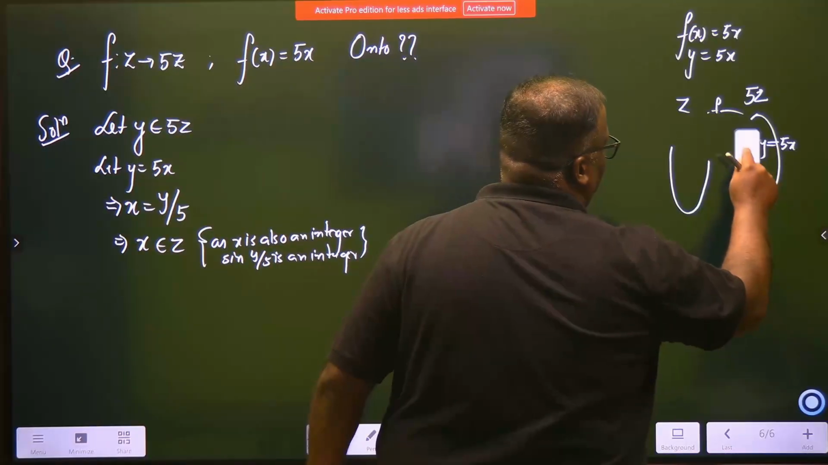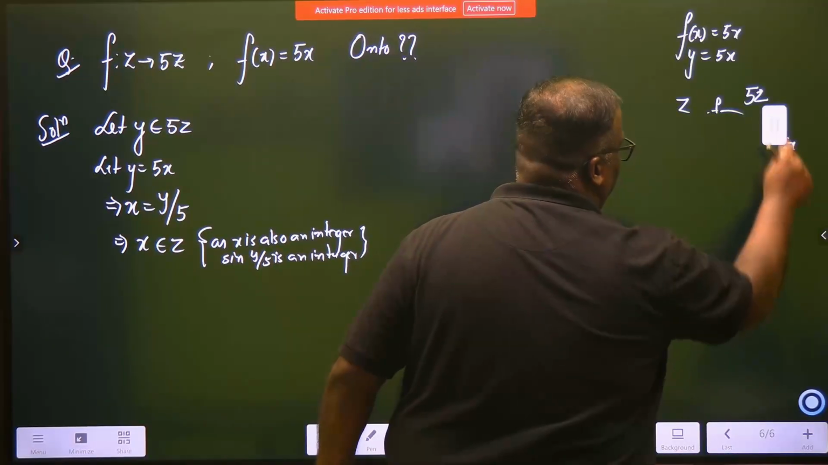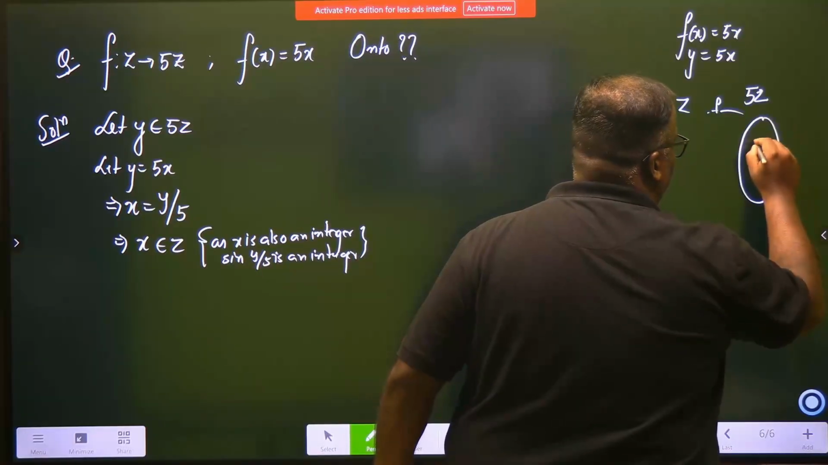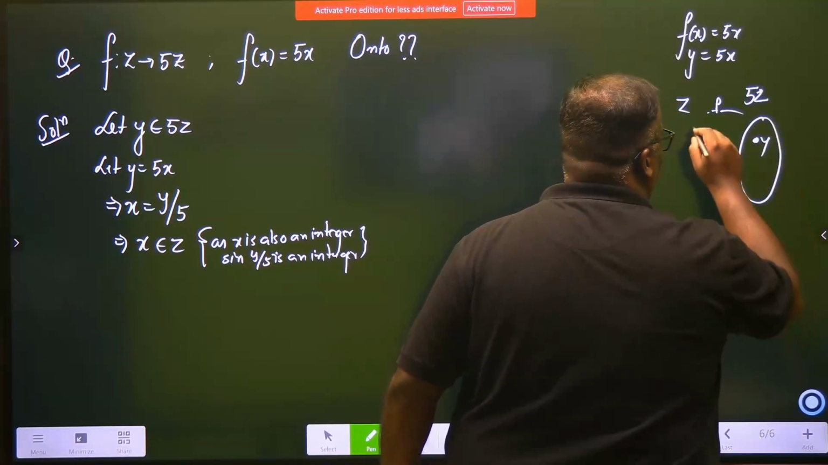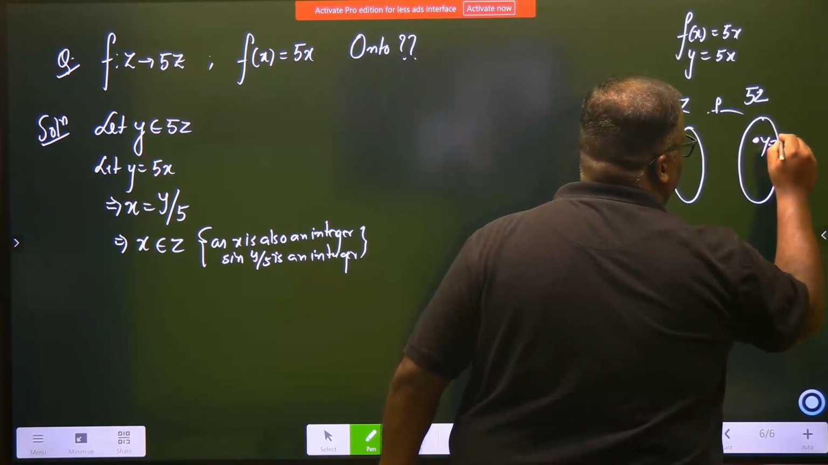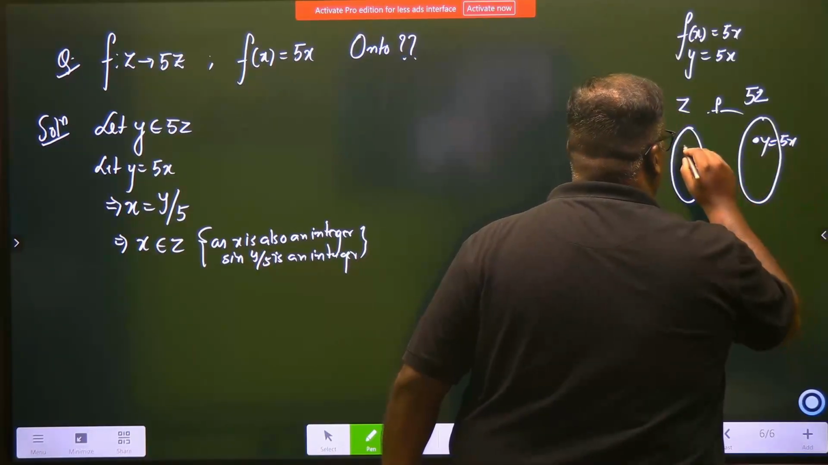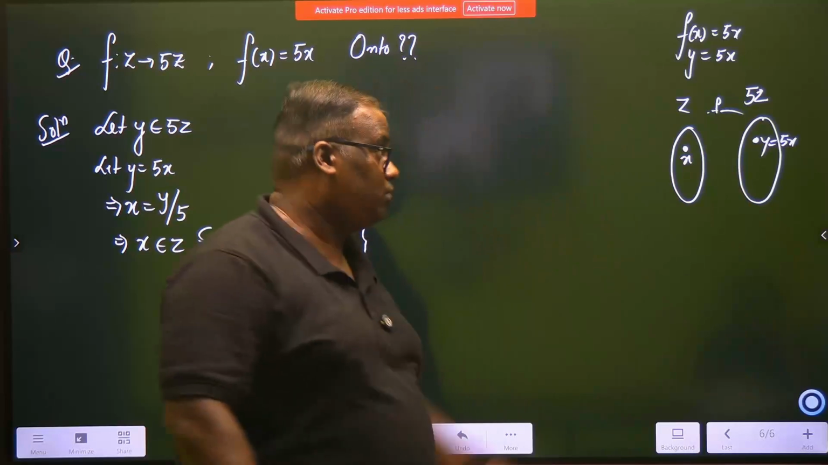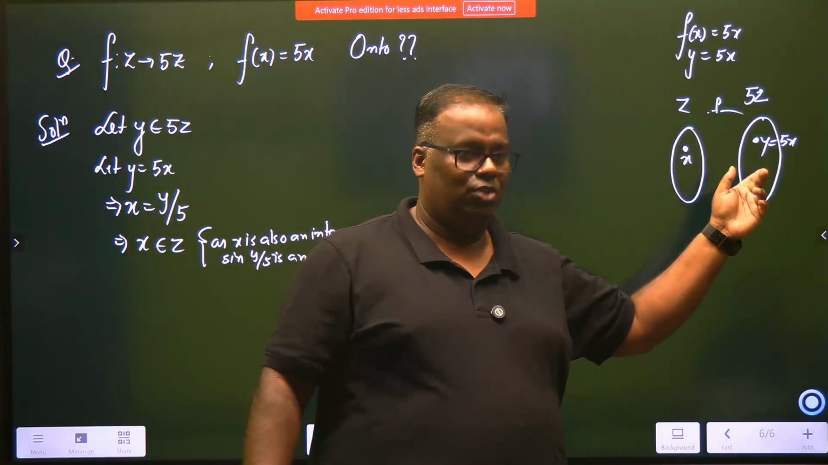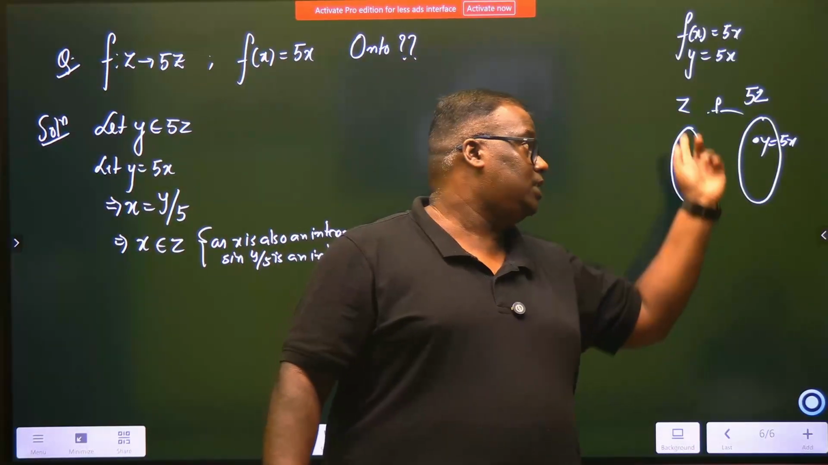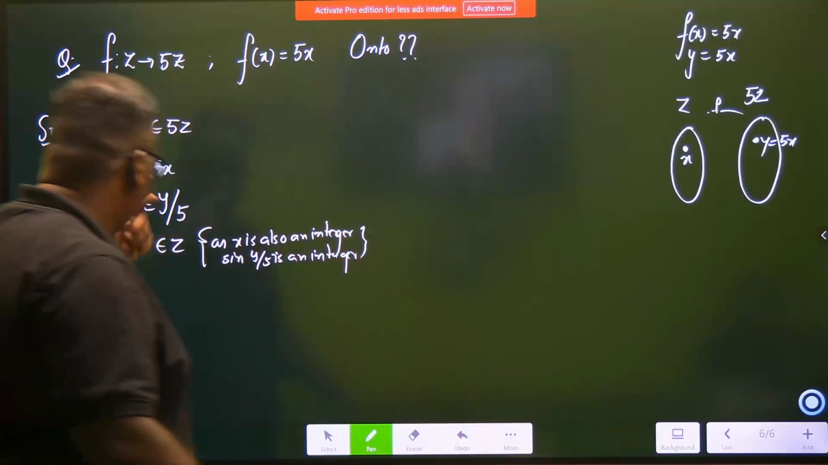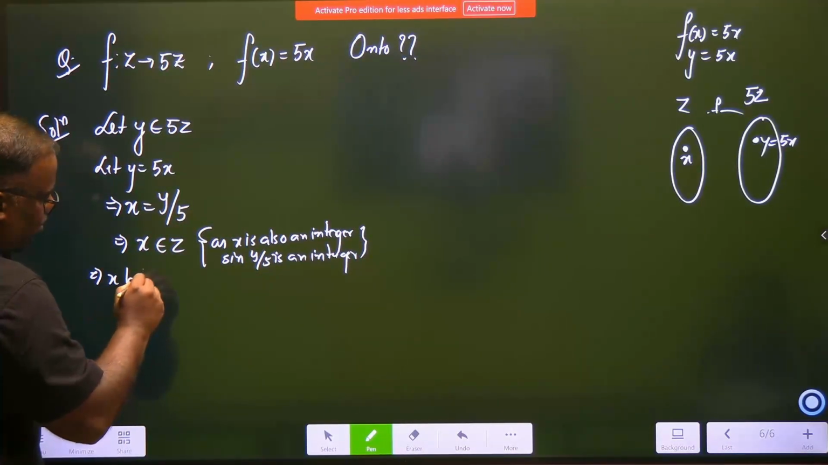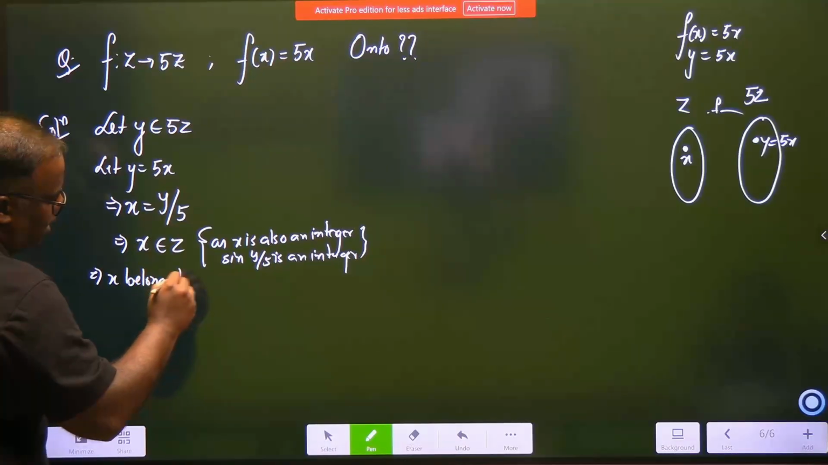Once x belongs to integer, okay children, now look at this figure. I'll just correct it once again. So you are at this stage now. At 5Z you took one y, and you took this y is equal to 5x. Based on that, you could just trace one x which belongs to Z. You have still not done the mapping. You just traced an x and the x belongs to Z.